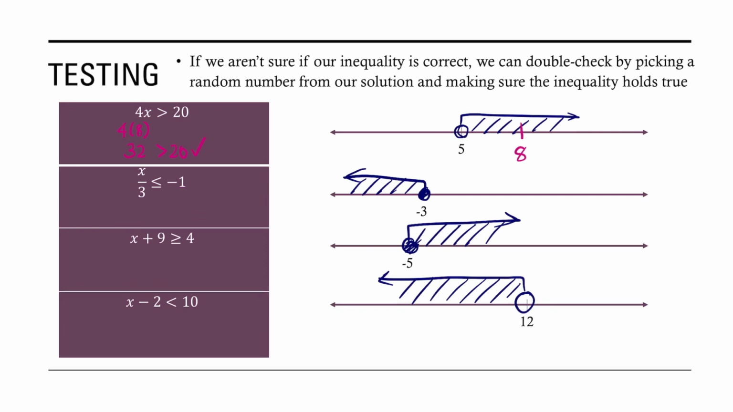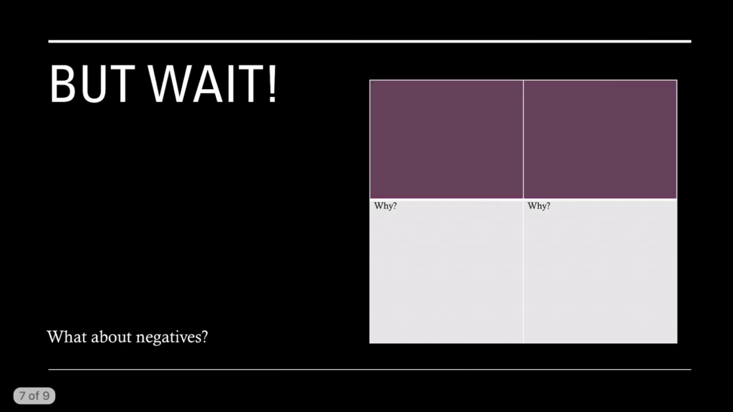Or, let's try the next one. I know that, like, let's say I choose -6, and I chose -6 because I can divide that by 3 nicely. So -6 divided by 3 is equal to -2. That checks out. -2 is less than or equal to -1. We're good. So I've double checked these, and you can do that with the other two. I'm not going to do it, but please pause the video and try to do that on your own as well. Make sure you pick numbers from the section of the inequality that we've highlighted.